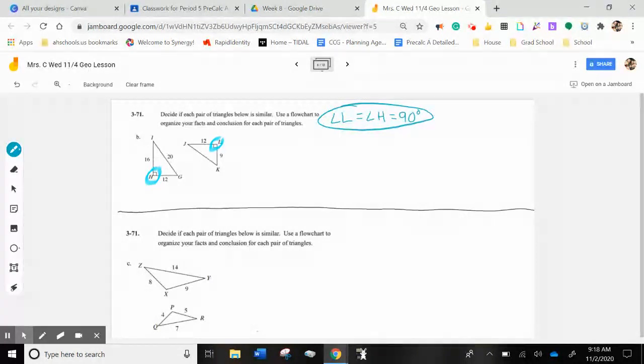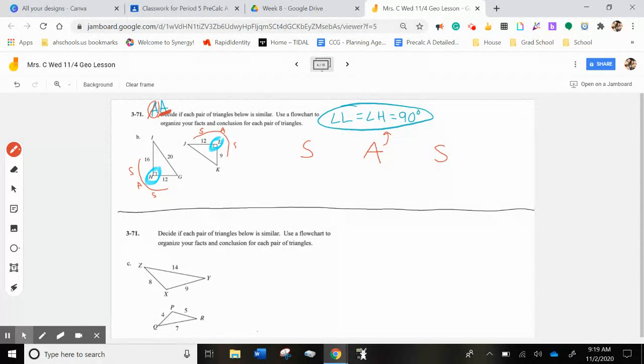All right. So from here, I have no other angle pairs. Because I only found one angle pair, I'm still missing one more, so I will not be able to use angle. I do have side lengths. If you look at the road map here, I have side, angle, and side here. So I can check for SAS, and I already found my angle pair.